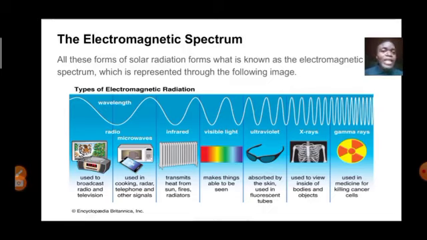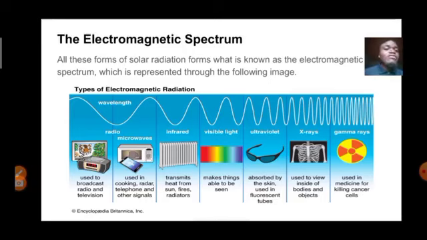Then we have the visible light, which makes things visible to us. You are able to see and know that this is a plant, this is a tree, this is an animal, thanks to the visible light of the electromagnetic spectrum. And this visible light is made up of different colors. It's called the color spectrum. Again, within the electromagnetic spectrum, we have the color spectrum, and you can name the different colors.